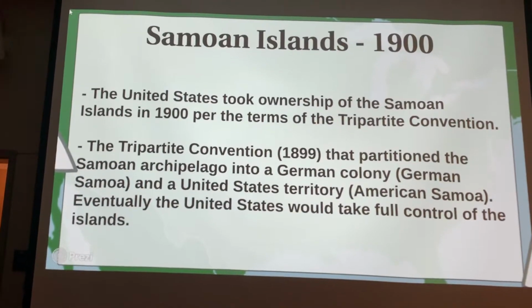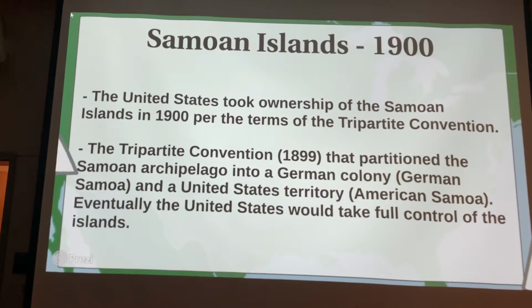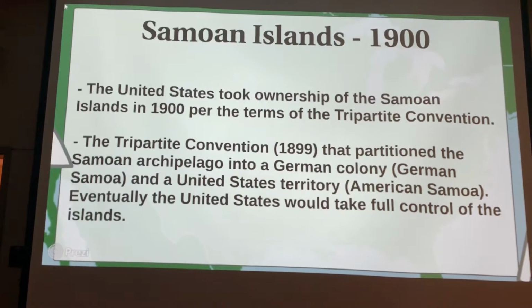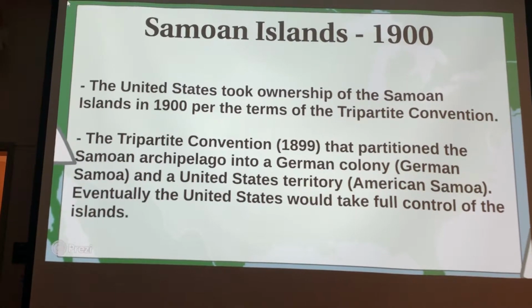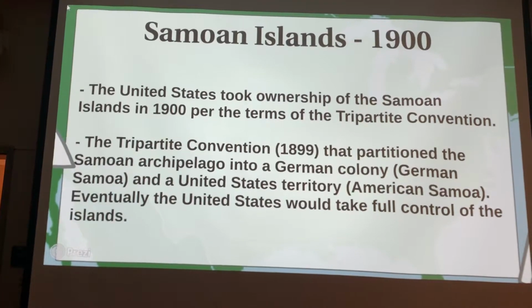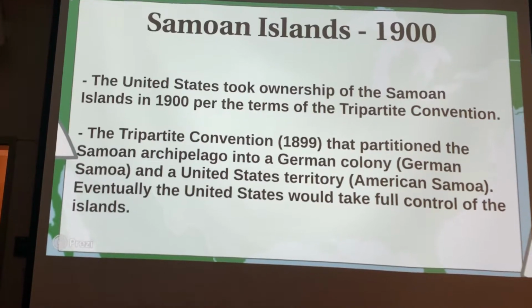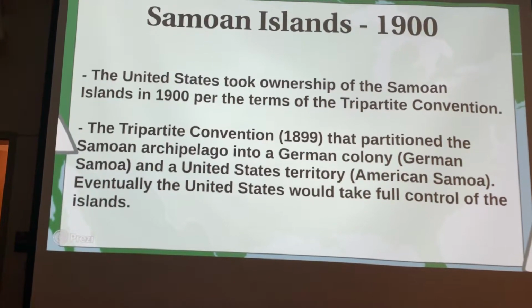And the final acquisition made during this time was the Samoan Islands, and the United States took ownership of the Samoan Islands as per the terms of the Tripartite Convention. Basically, this convention partitioned the Samoan Islands into German Samoa and American Samoa. Eventually, America took full control of the Samoan Islands.